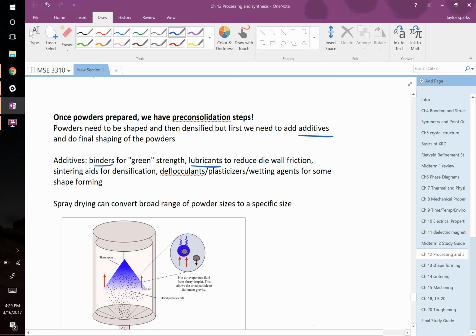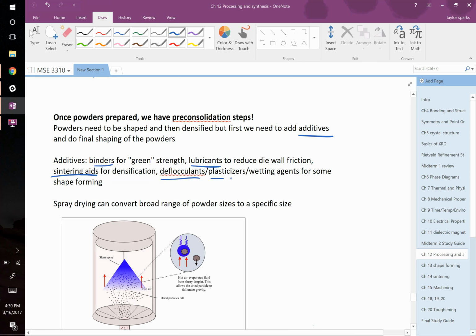You might need to add sintering aids during densification. These are things that will aid in the sintering process, which is when these particles go from individual particles to a merged homogeneous body where you've gotten rid of the pores. We'll be talking about that in 2 chapters. You might have to add deflocculants, which are things that keep particles from flocking together. So particles in solution might all clump together, which is called flocking. So you can add a deflocculant, which will prevent that from happening.